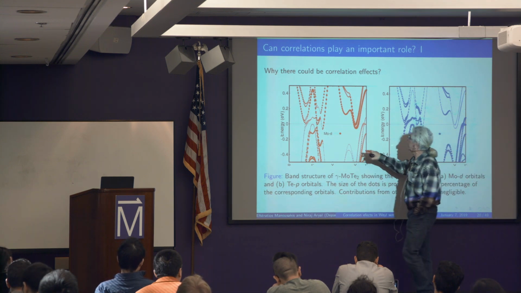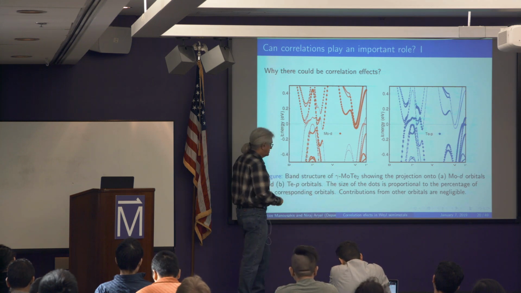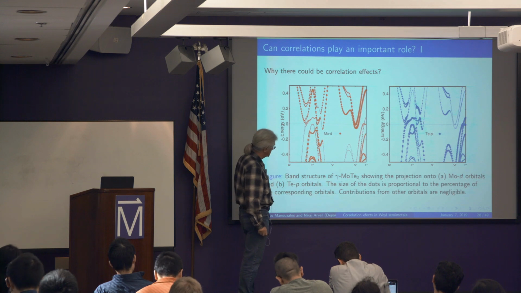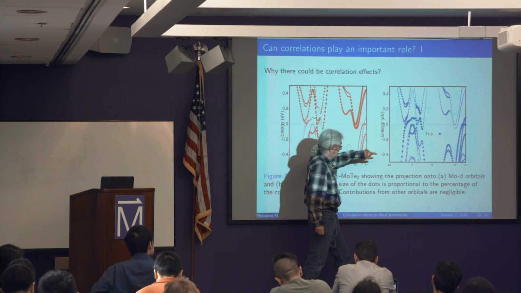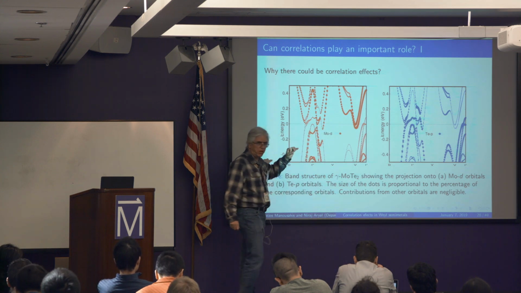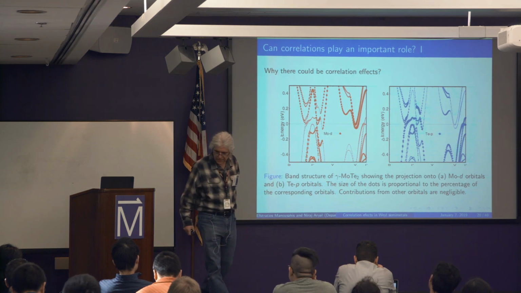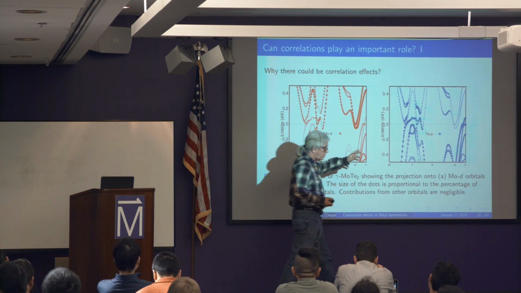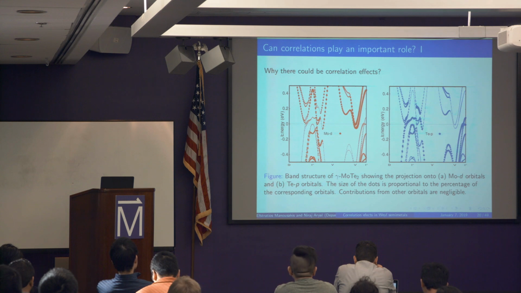So what you see is that, for example, this one here, which gives rise to one size of electron pockets, is mostly D, molybdenum D. The size of these dots is the wave function square of the D character, and the blue is the wave function square of the P character in that particular band. Make sense? So you can see that they are mostly tellurium P or molybdenum D.